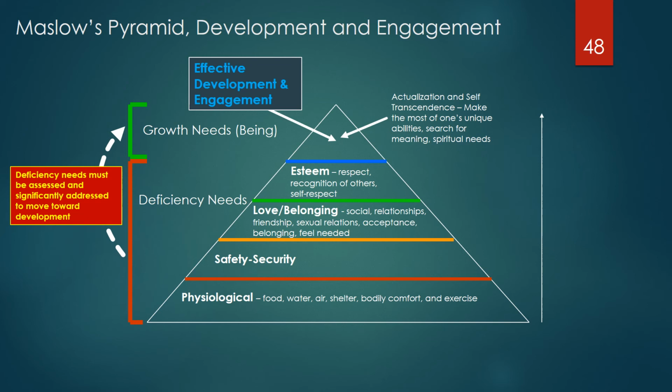Major deficiency needs in a country or society must be significantly satisfied before growth, self-actualization, or self-transcendence can be successfully pursued. This top of the pyramid is the area where effective development and engagement occurs. The main point is that any development plan needs to assess and address major deficiency needs of a country or society to adequately move towards sustained development.